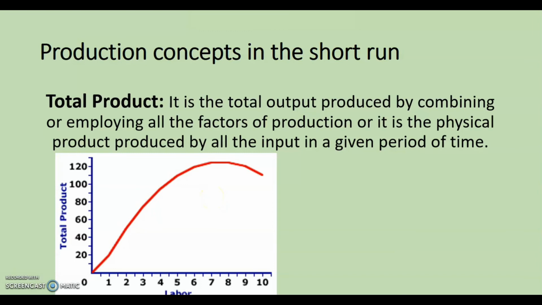Now let's look at the mathematical representation of the total product. In as much as we can draw the total product, it can also be calculated. So we look at the formula for calculating the total product. If you are asked to calculate the total product, it is simply the average product times your labor. So the AP represents the average product, and the L is the labor. That is the mathematical formula for calculating the total product: average product times labor.